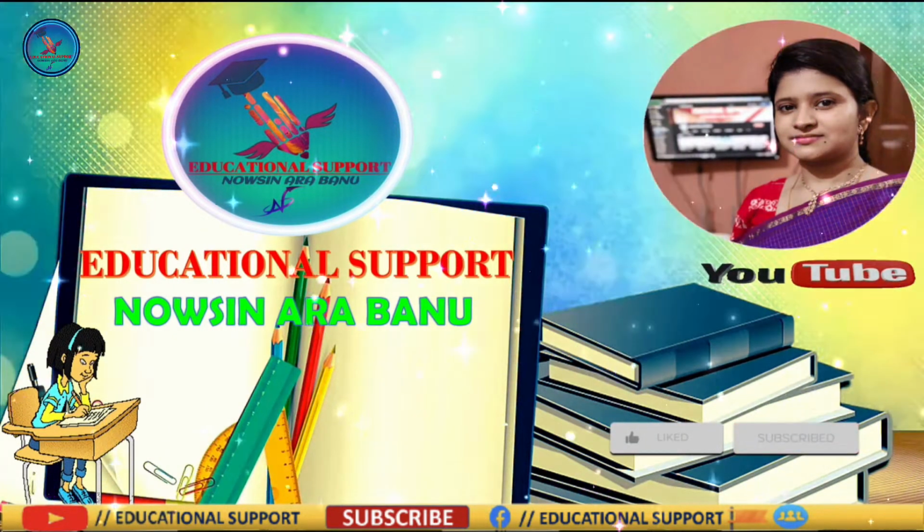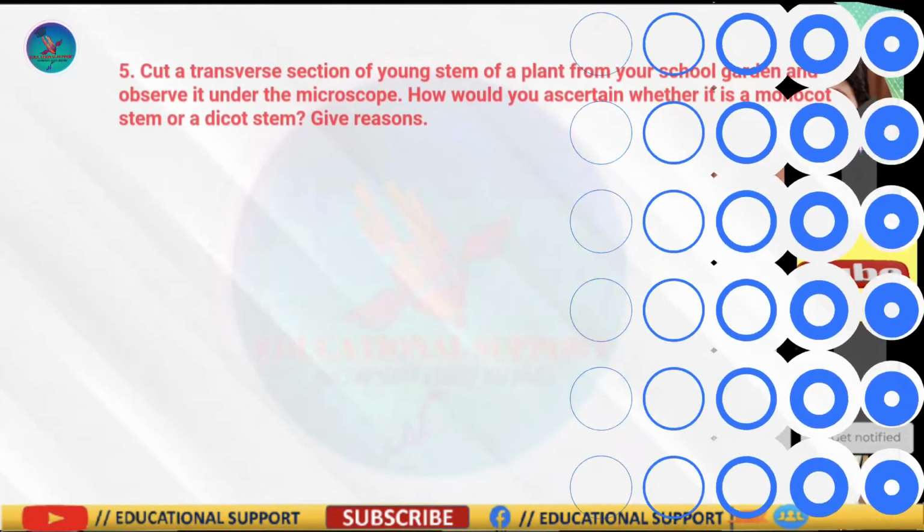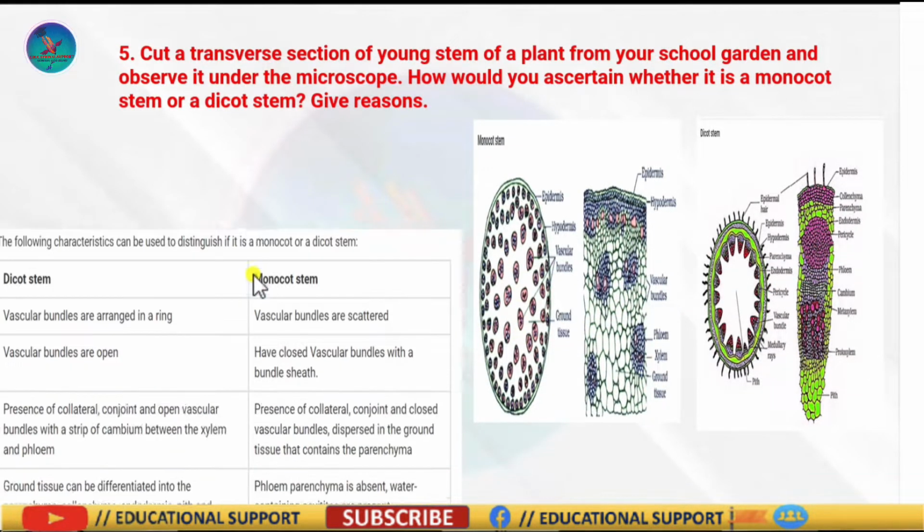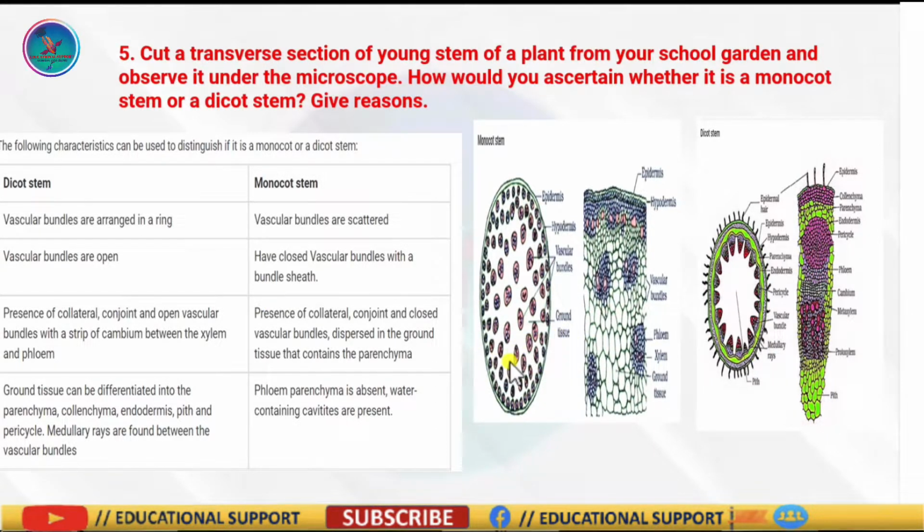So let's get started. Question number 5 is, cut a transverse section of young stem of a plant from your school garden and observe it under the microscope. How would you ascertain whether it is a monocot stem or a dicot stem? Give reason. Vascular bundles in dicot stems are arranged in a ring, whereas in monocot stem, vascular bundles are scattered throughout the ground tissues. On the basis of arrangement of vascular bundles, it can be ascertained whether the young stem is dicot or monocot.